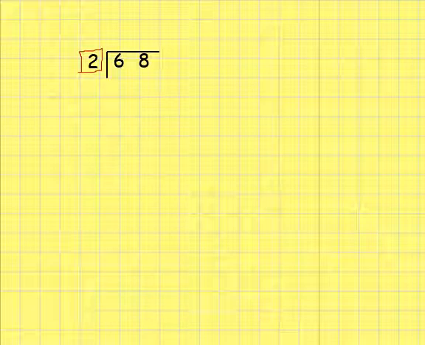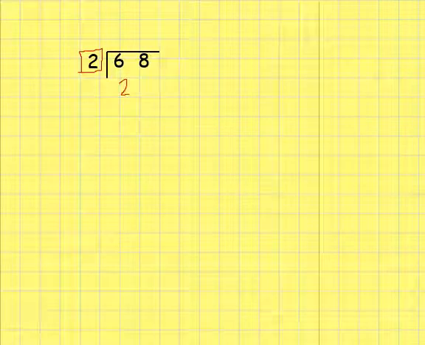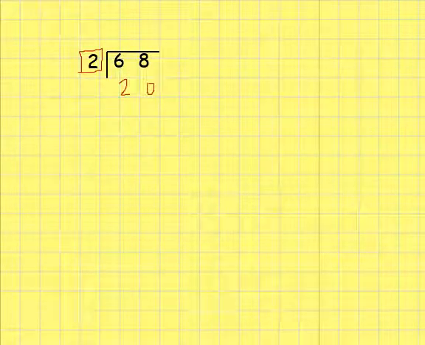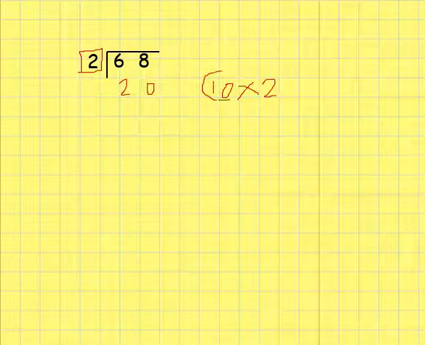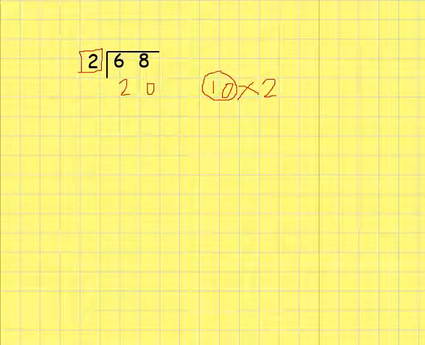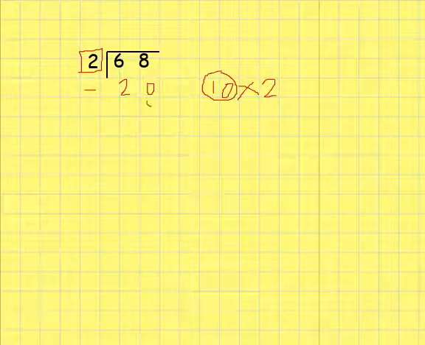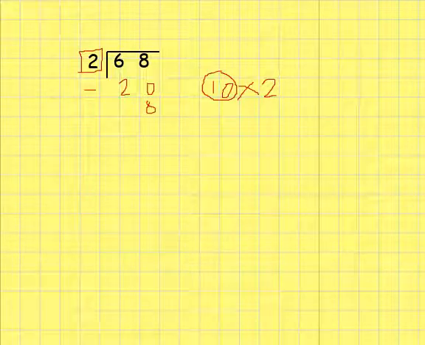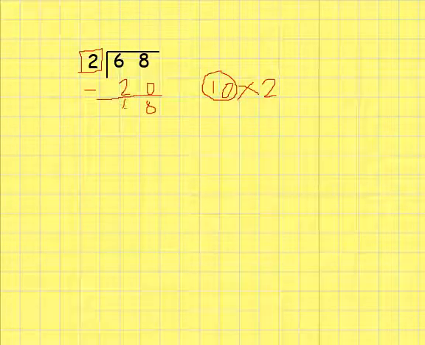I know that 10 times 2 is equal to 20. So I'm going to write 20 here to start off, and I know that that is going to be 10 times 2. And I also know that I need to remember to circle that 10. If I take that away, I'm going to do 8 take away 0 is 8. Oh, must remember to draw my line. And 6 take away 2 is 4, so that leaves me with 48.